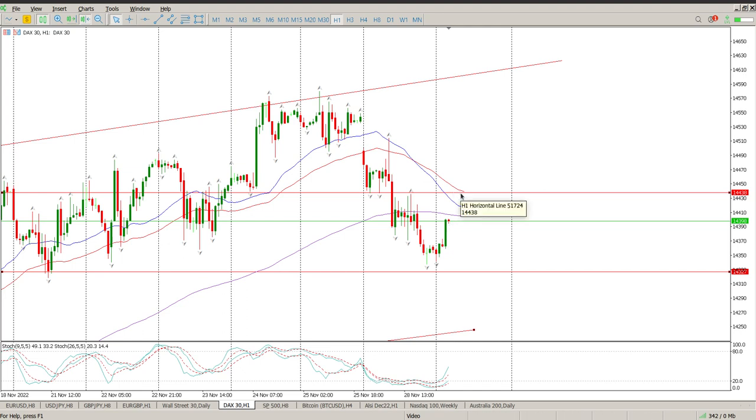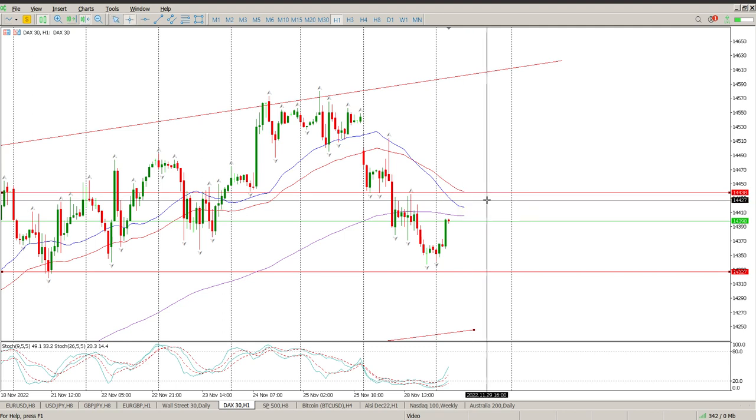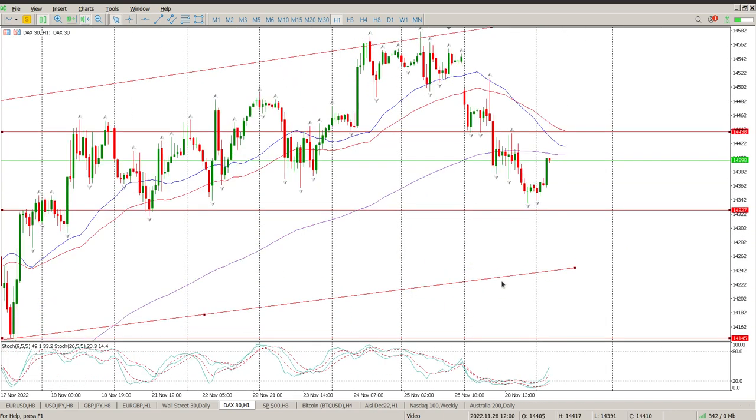I would be interested to see what's happening at 14,438. I want to see a rejection there on the 15 minutes. So something along the lines of a 50-point stop loss, and I'm looking for sort of 100 points to this area here.